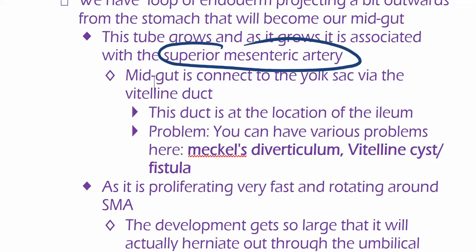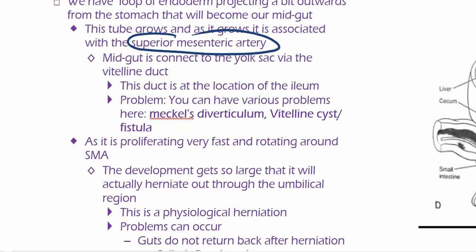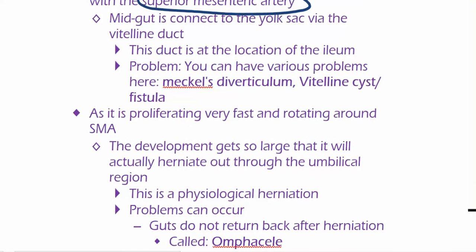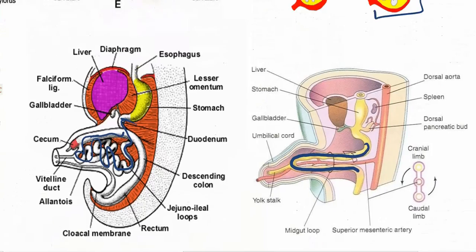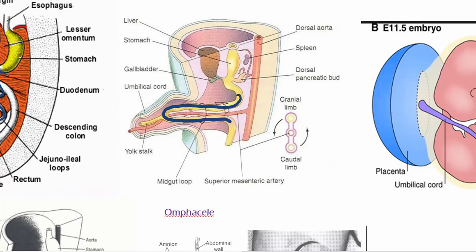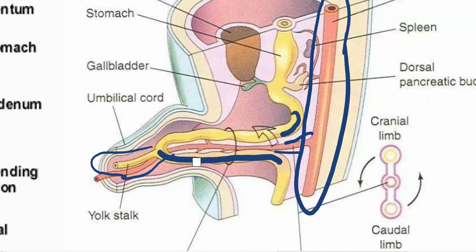So this is kind of like an aside a little bit, but maybe we can finish discussing this aspect. It associates with the superior mesenteric artery. The midgut will be growing, proliferating really fast, and it's going to start to rotate around the axis of the superior mesenteric artery. And that's what we can see here. This is the dorsal aorta right there. This is the superior mesenteric artery right there. So as it's proliferating and getting big, it's going to start to rotate around the axis of the superior mesenteric artery.